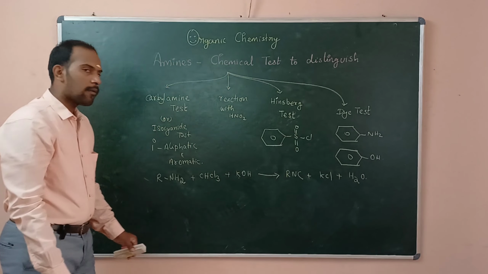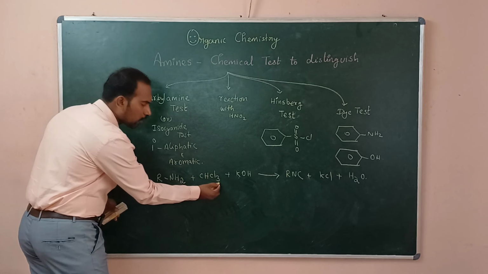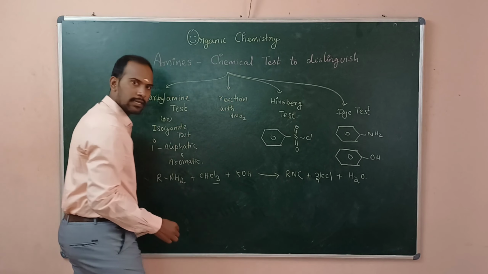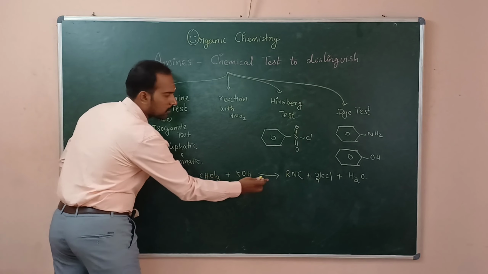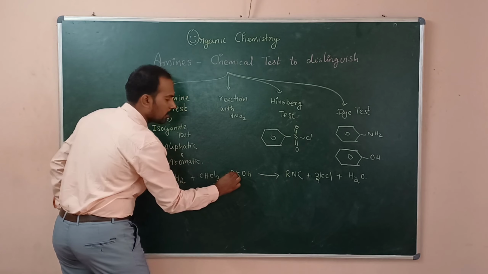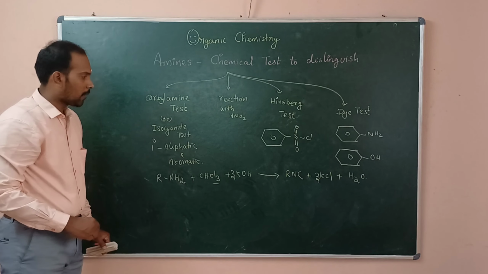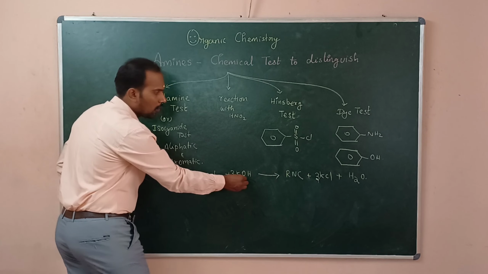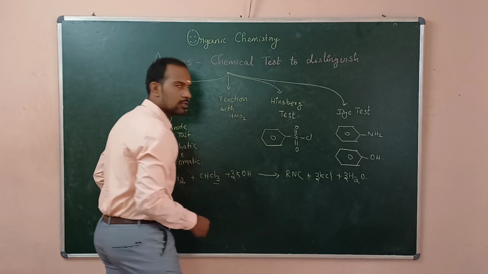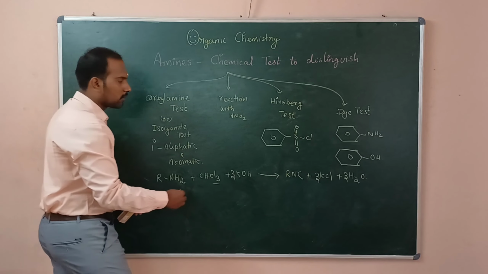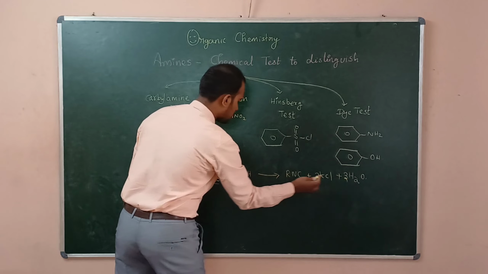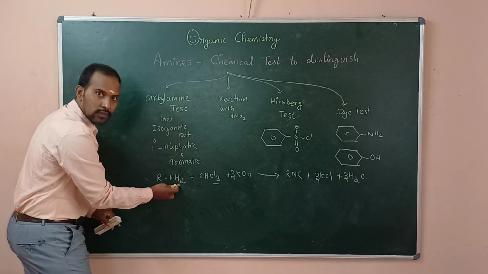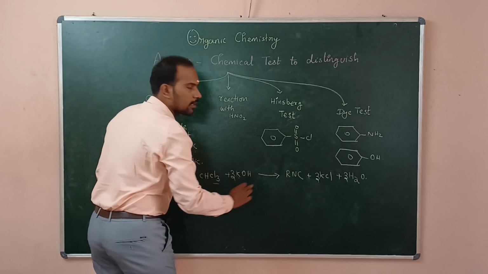Now let us balance this reaction. How many chlorines are here? Three chlorines, so we write 3 moles of KCl, which needs 3 KOH. There are 3 oxygens, so we write 3 moles of H2O. Totally 6 hydrogens: 3 hydrogens here and another 3 from the amine, so 6 hydrogens in total. It forms RNC.